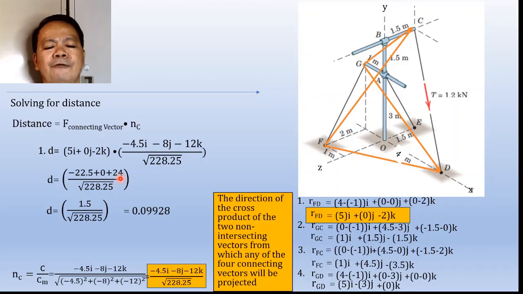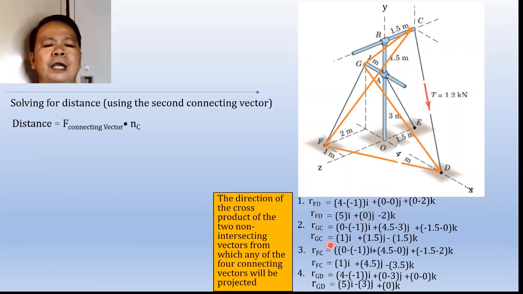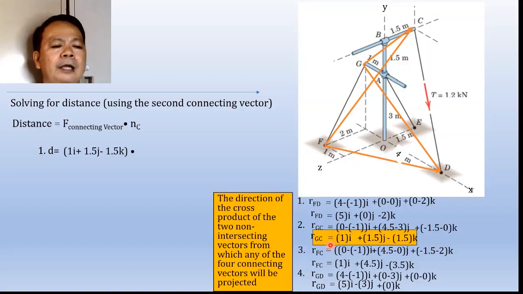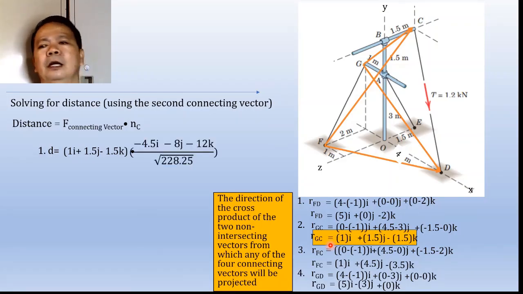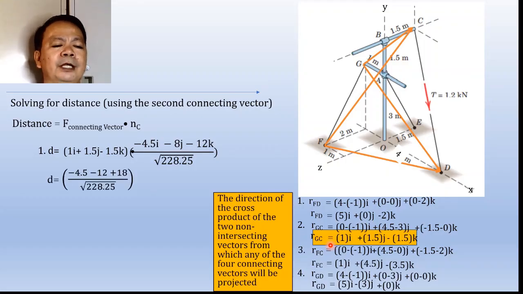Now would that be the same if we consider the other connecting vector? Say for example, we wanted to take another connecting vector, this second connecting vector. So what we do is to substitute that in the formula, so that the distance becomes 1i plus 1.5j minus 1.5k multiplied by again the direction of the cross product. And so when we simplify, that gives us 1 multiplied by negative 4.5 is negative 4.5, 1.5 multiplied by negative 8 is negative 12, and then negative 1.5 multiplied by negative 12 is positive 18.